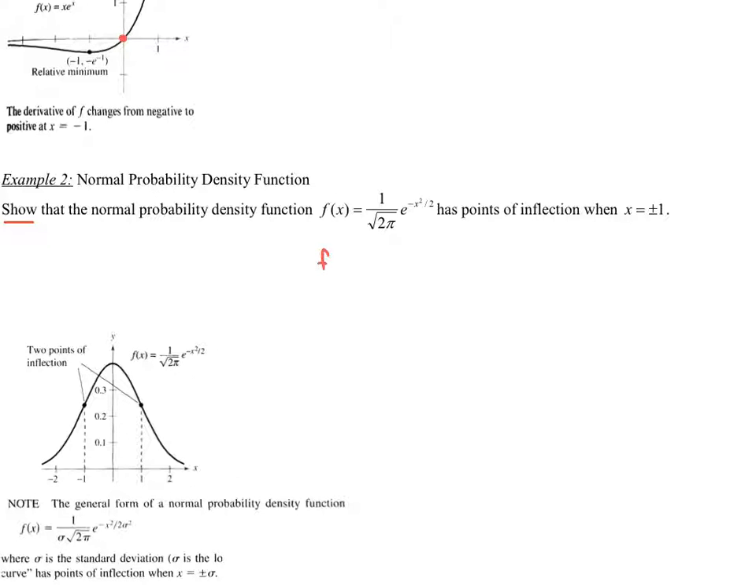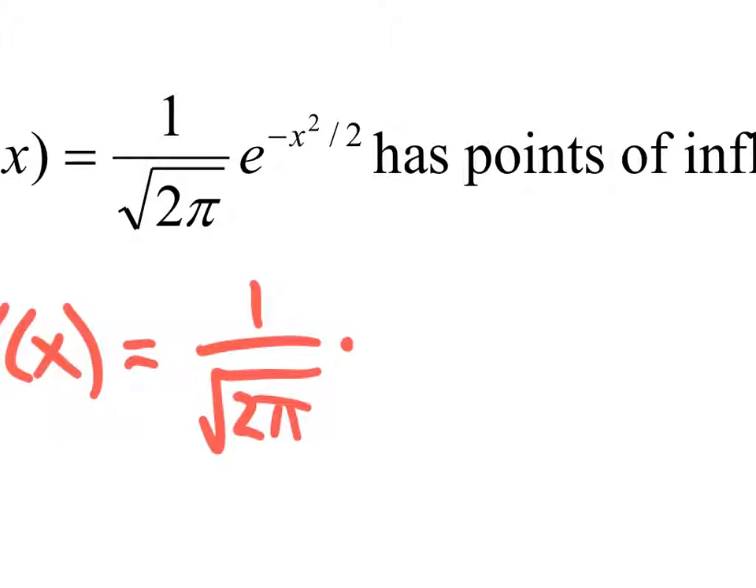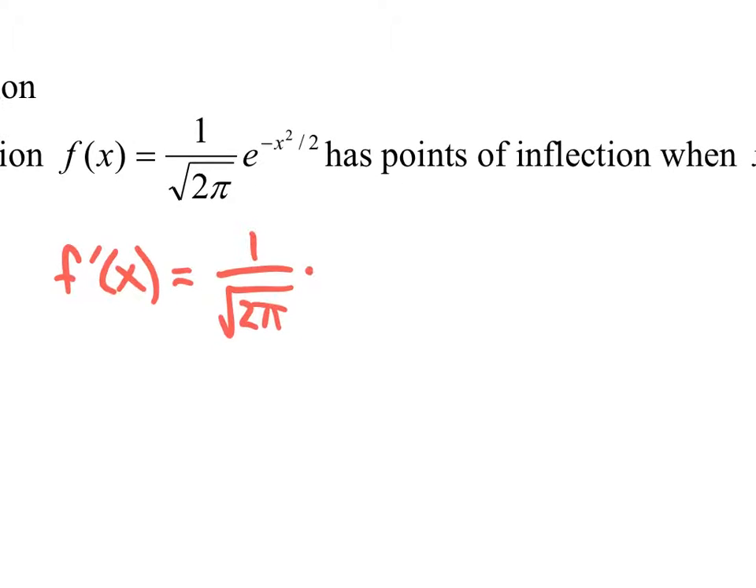So, first derivative. This whole mess in the front is just a constant, so it's going to stay put. 1 over radical 2 pi. But then we have to multiply by the derivative of e to the negative x squared over 2. So, that's e to the negative x squared over 2 times negative x to the 1.